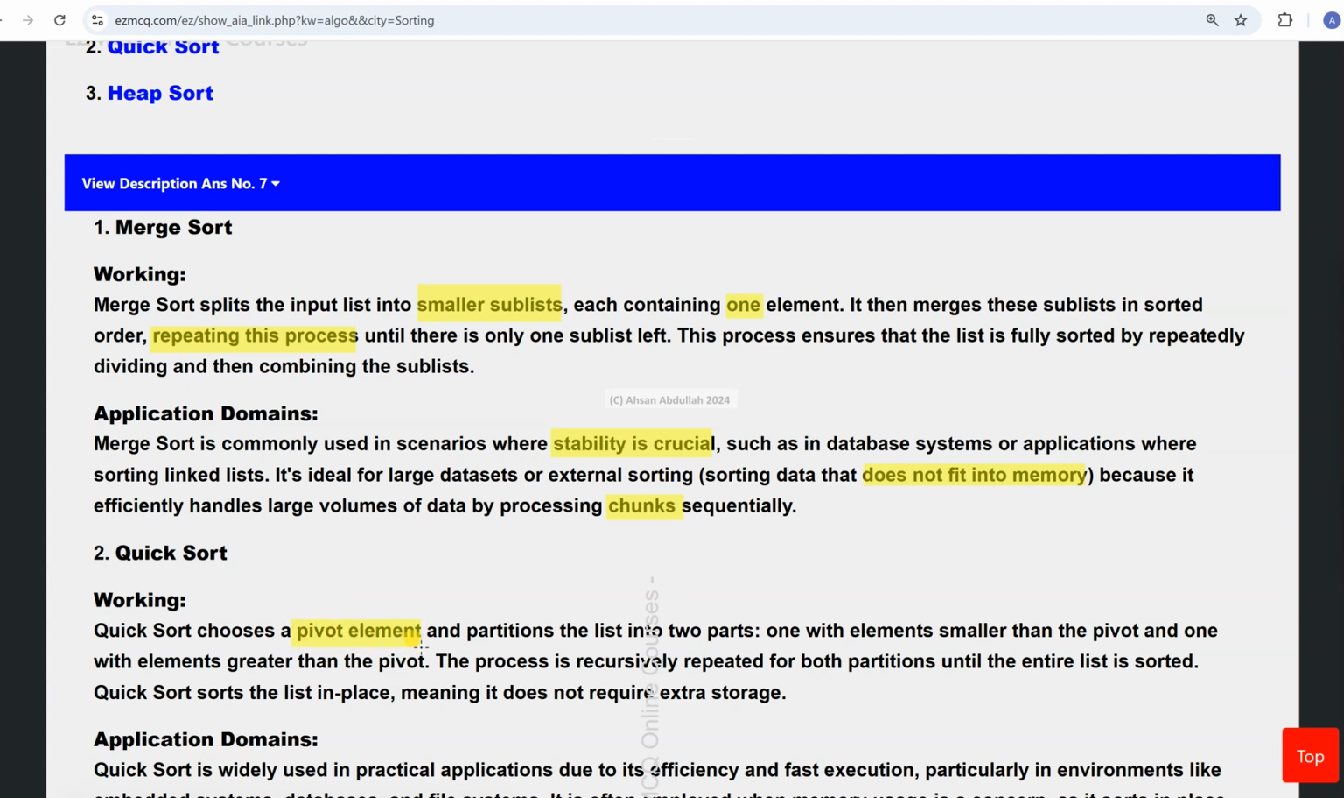There is a pivot element, and the data is partitioned in two parts based upon the pivot element. All the elements which are smaller than the pivot go to one side of the list, and those which are larger go to the other side of the pivot. This process is repeated recursively, and in the end, the entire list is sorted. So this is in-place sorting. It means that it does not require extra storage, which was required for merge sort.